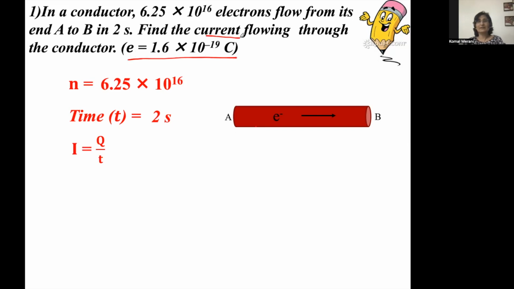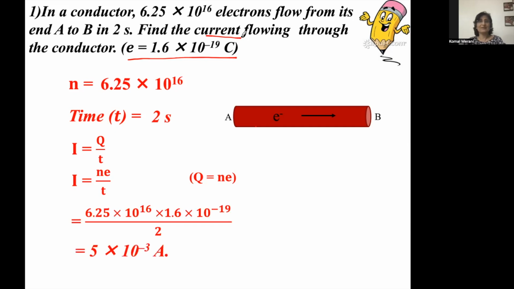Since we are asked to find the current, I is equal to Q by T or NE by T. By substituting, simply we will get the answer, which is 5 into 10 raised to minus 3 amperes. The 10 raised to minus 3 stands for milli. But here I have mentioned 5 milliamperes from B to A. The direction of the current is opposite to the direction of electrons. So therefore, 5 milliamperes from B to A.